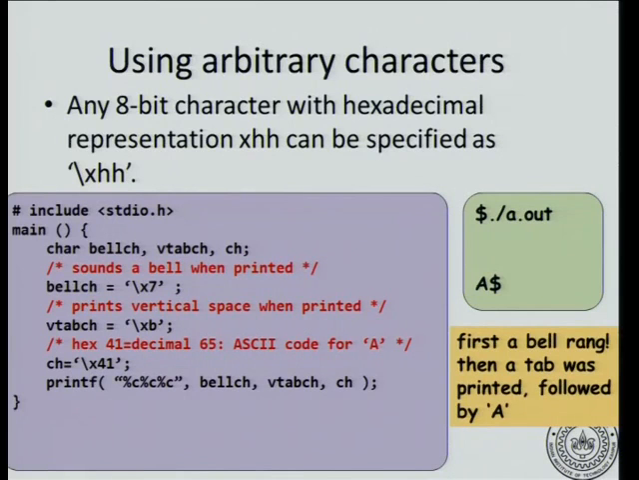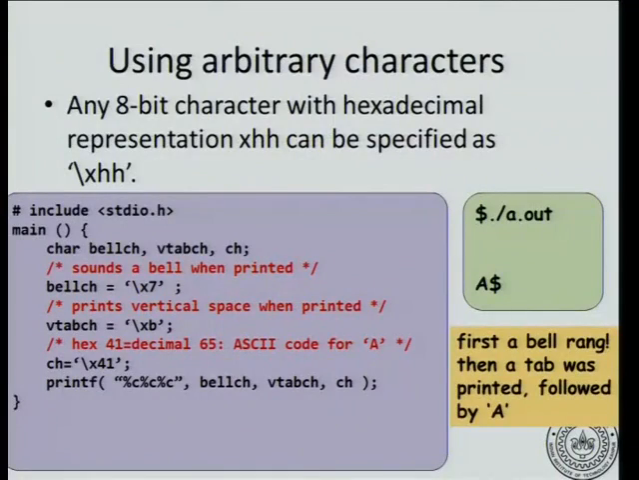One more thing is that you can print arbitrary numbers, even non-printable characters. You can print them using C, and one way to do that is to print any 8-bit character with the hexadecimal representation, like \x followed by the hexadecimal digits. For example, \x7 is the bell character.